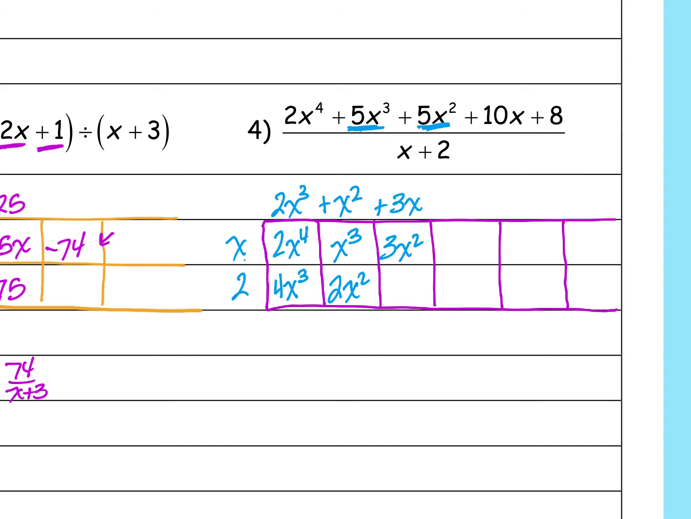And x times what gives me 3x squared? 3x. And 3x times 2 is 6x. And 6x plus what gives me 10x? 4, beautiful. And x times what? That would be 4. 4 times 2 is 8. And what do I add to 8 to give me 8? So here is my answer. Done.